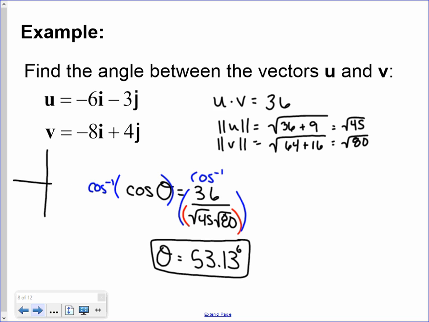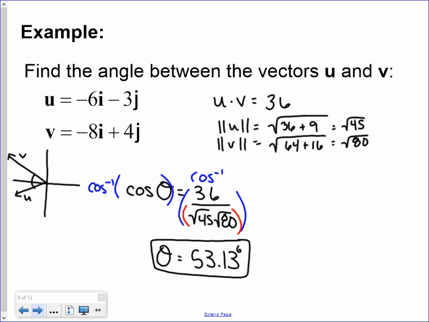So I'm going to real quick over here on this side sketch out u and v. U is negative 6, negative 3. Left 6, down 3, there's u. V is negative 8i plus 4j. That's 8 to the left and 4 up. V is somewhere up here. Does the smallest angle between those two vectors look like it could be 53.13 degrees? That seem reasonable? Yeah.